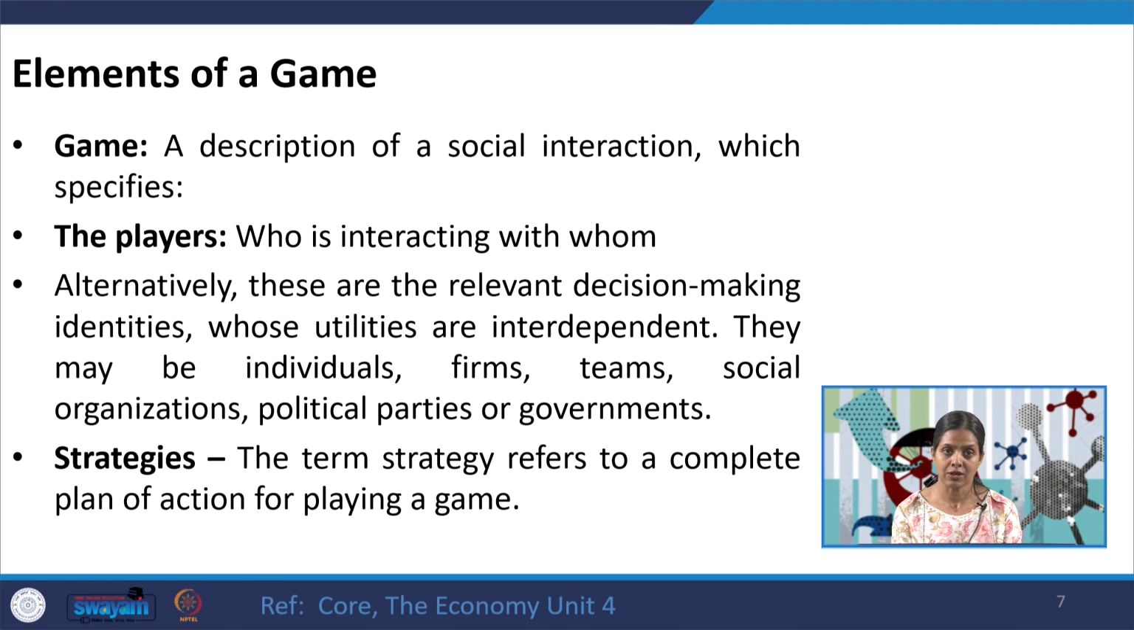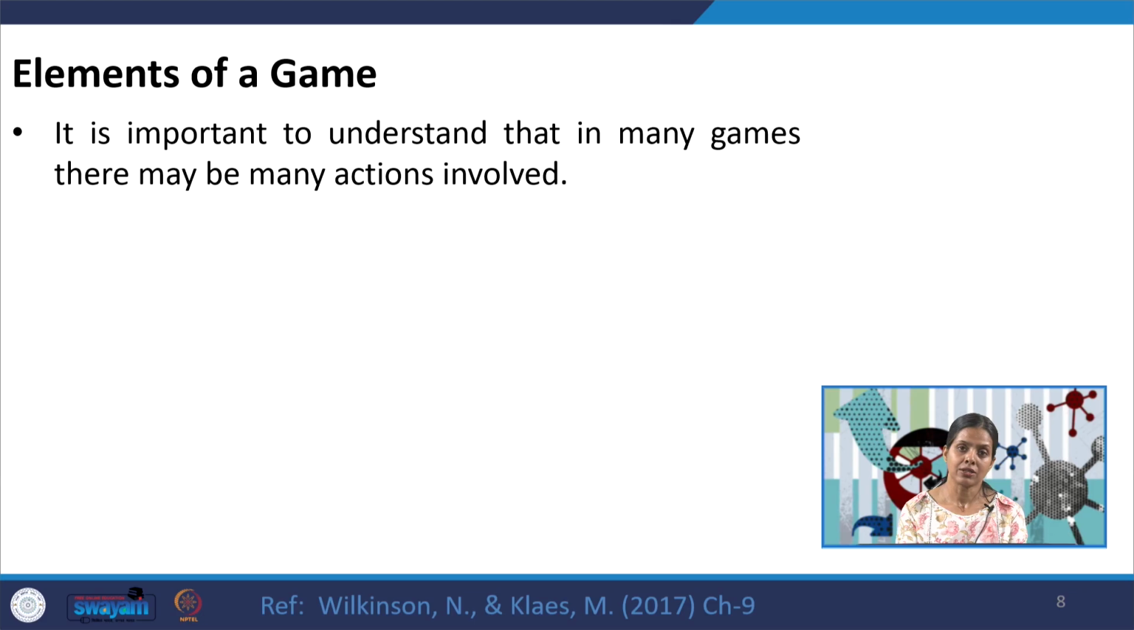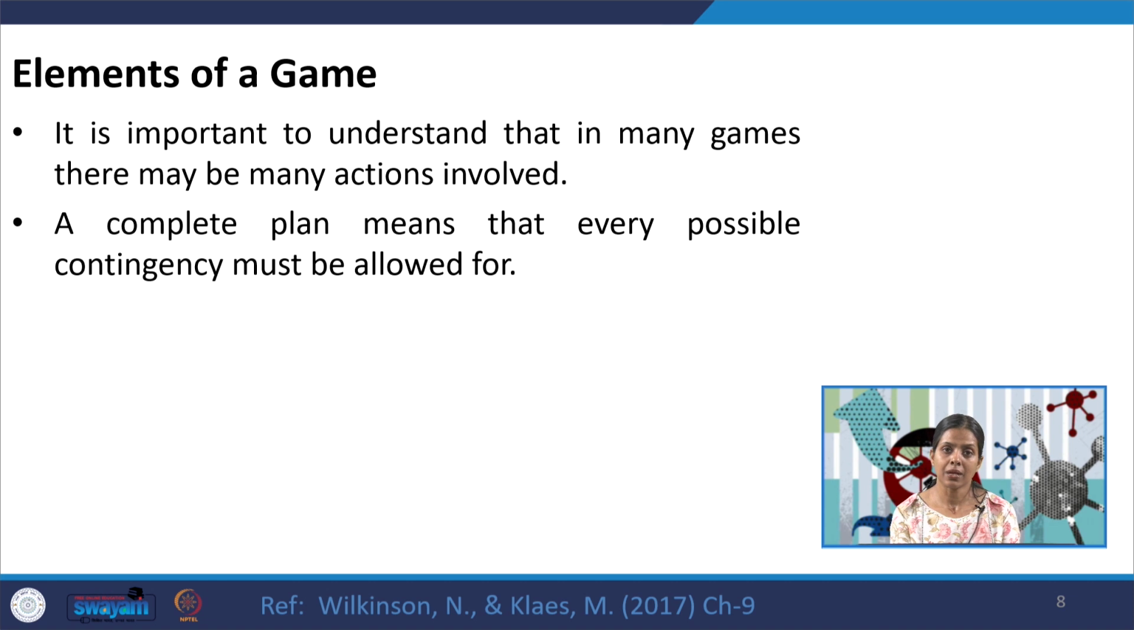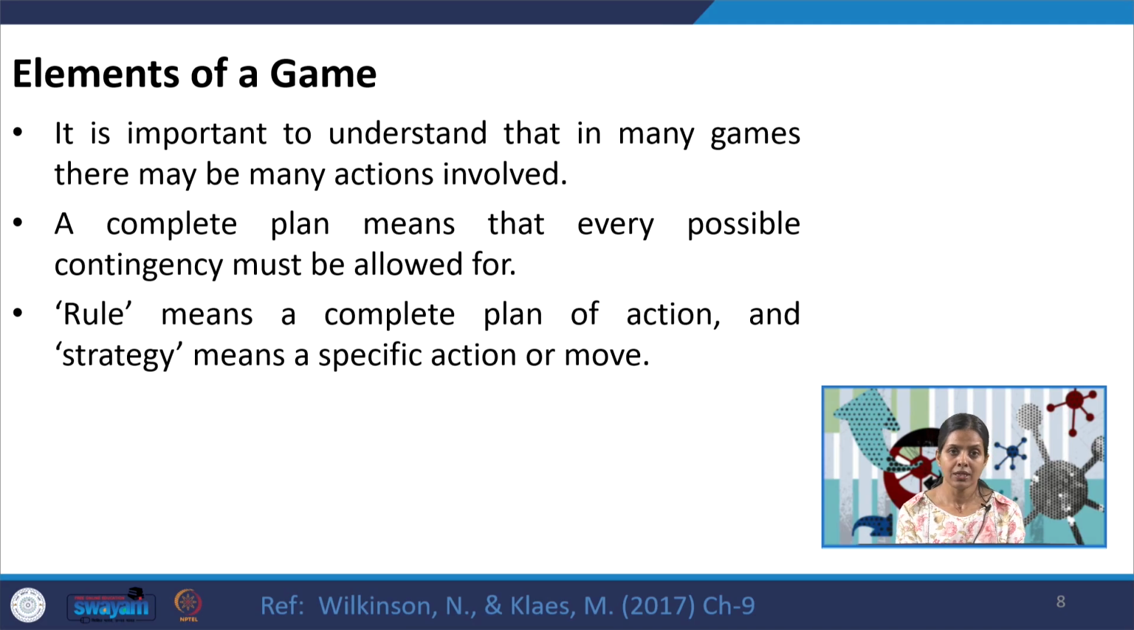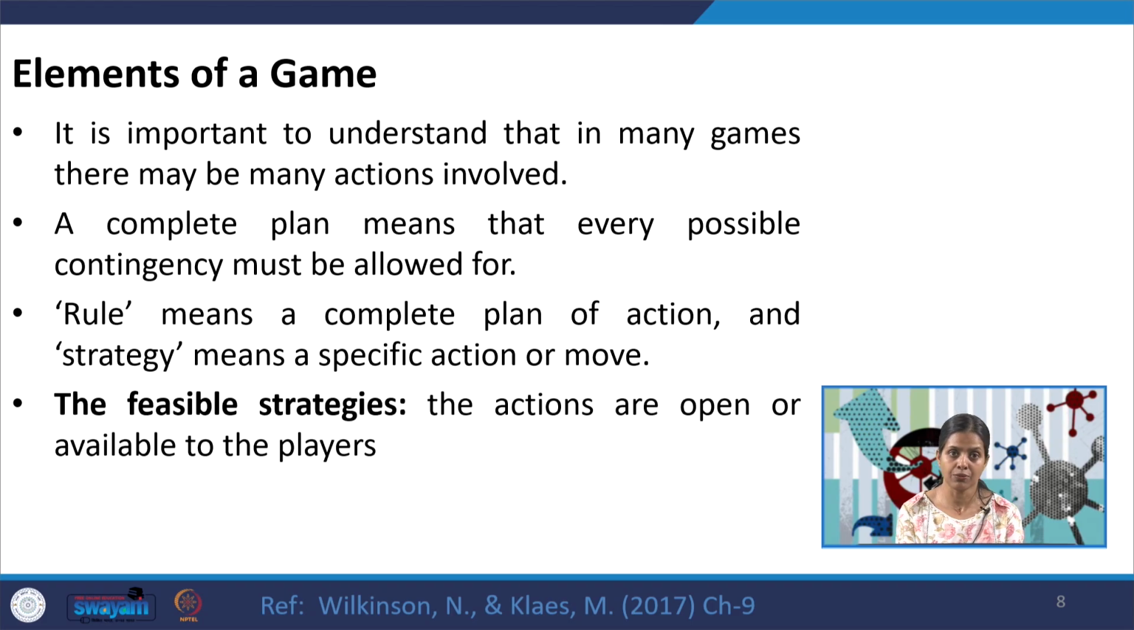The second is strategies. These are different components or elements of a game. The term strategy refers to a complete plan of action for playing a game. So, what are the alternative actions that I have given my opponent's alternative actions? It is important to understand that in many games there may be many actions involved. A complete plan means that every possible contingency must be allowed for. Rule means a complete plan of action, and strategy means a specific action or move. The feasible strategies are basically the actions that are open or available to the players.